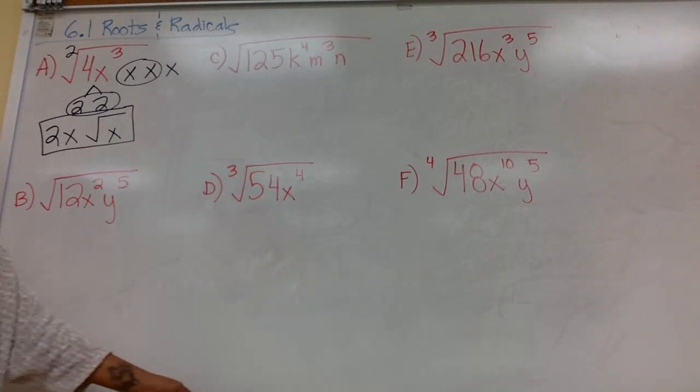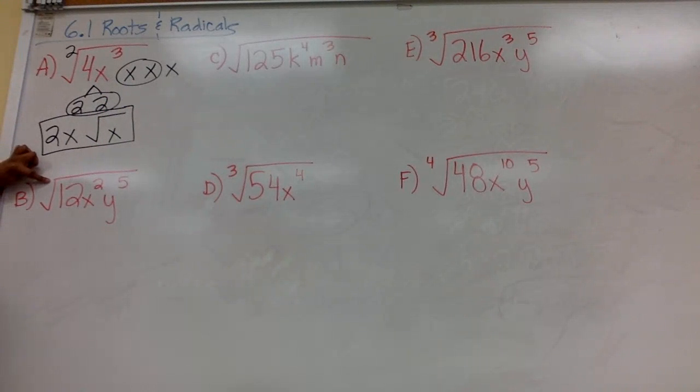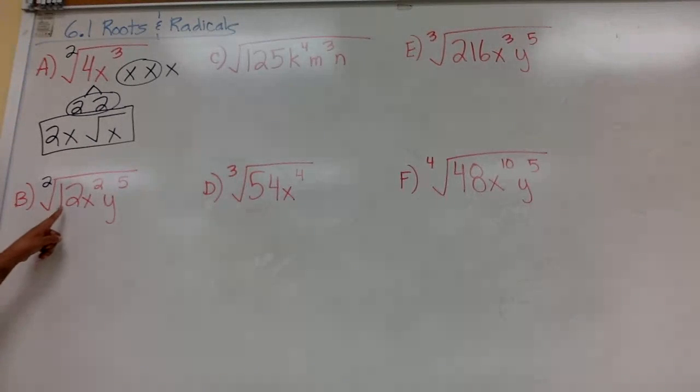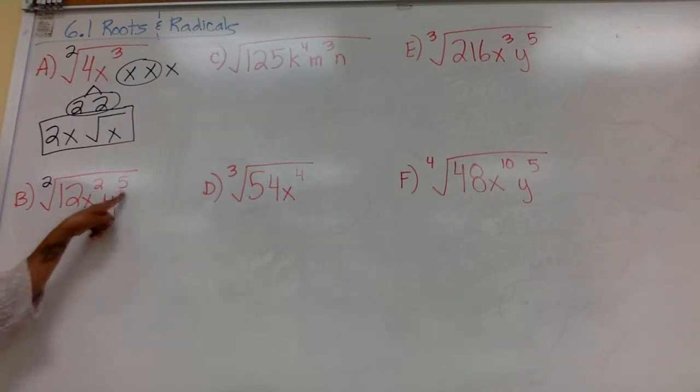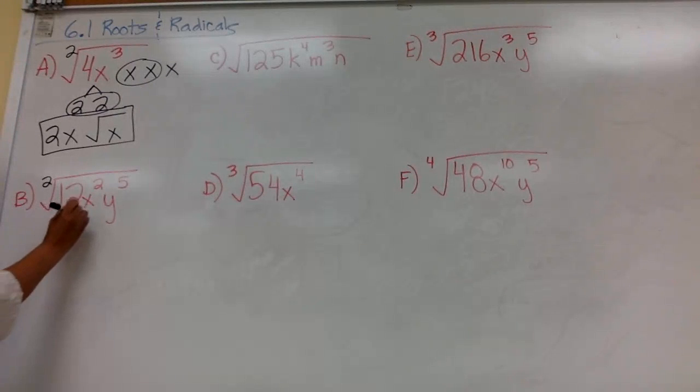B, same thing. If I don't see a number on the outside, my understood index is the number 2. You do not have to write it, but if it helps you remember, okay, I'm looking for pairs. I'm looking for 2 of the same number or 2 of the same variable. So this is 12x squared y to the 5th. So let's do a factor tree.